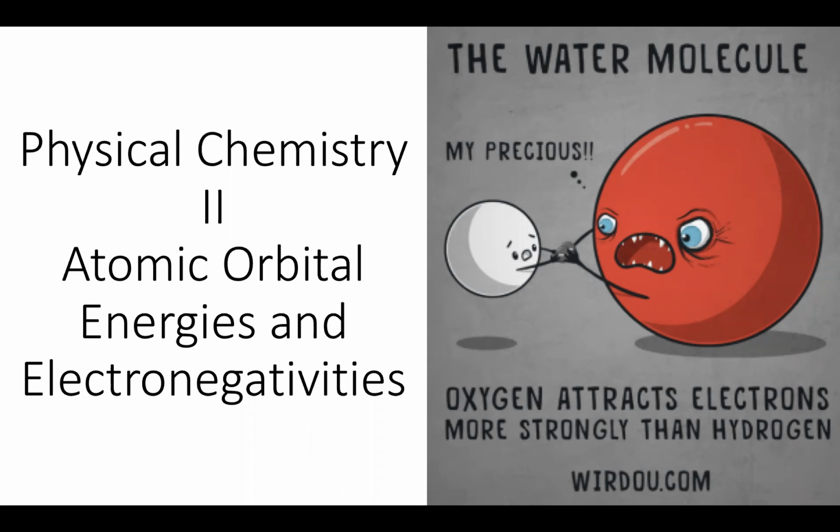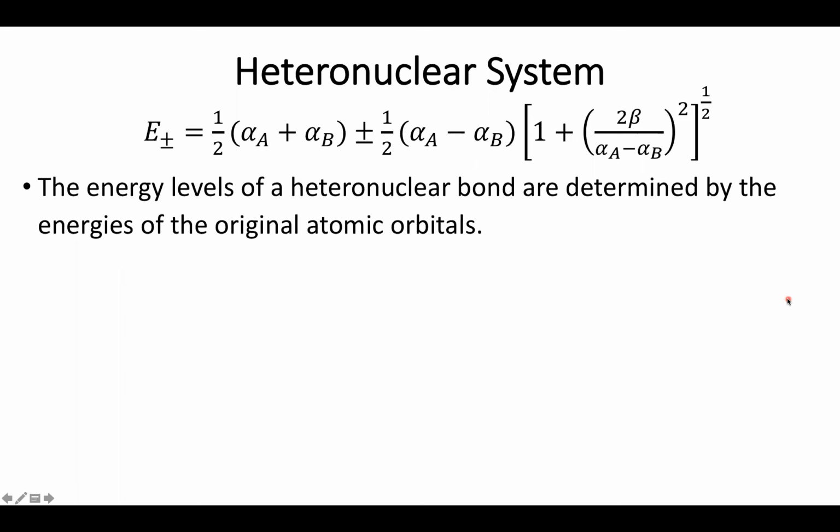Hello, everyone. So, last time on PChem, we were talking about how we can use our atomic orbitals to build up our molecular orbitals. And part of this was taking our atomic orbital energies and turning them into molecular orbital energies. But one of the real problems of that is just the sheer fact that we need to actually determine our atomic orbital energy values.